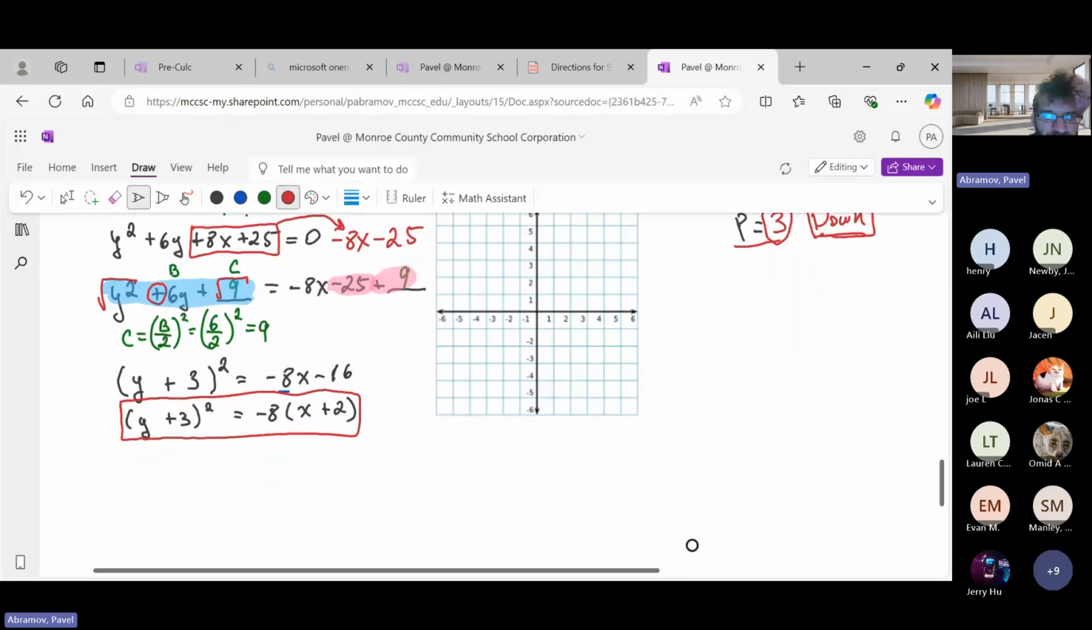Once we have the standard form, now this really becomes like the very first example that we've done. Now we can find the vertex. Then we can find the focus and directrix.